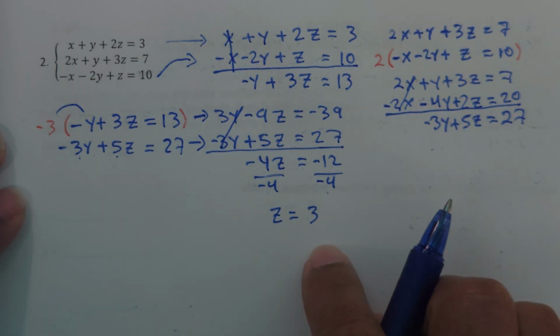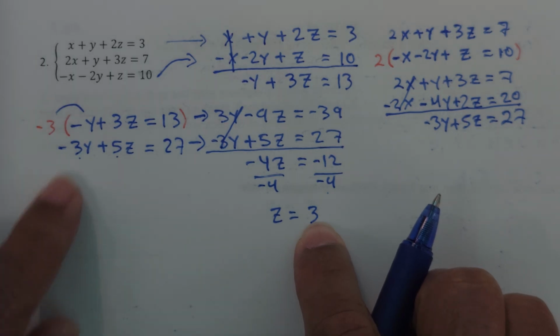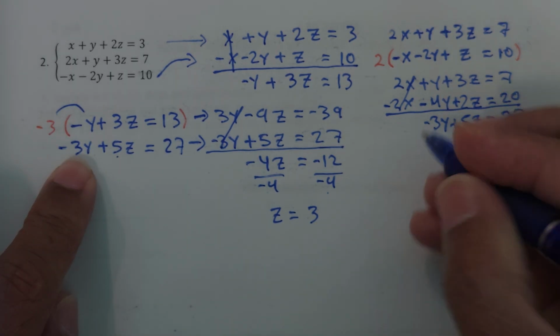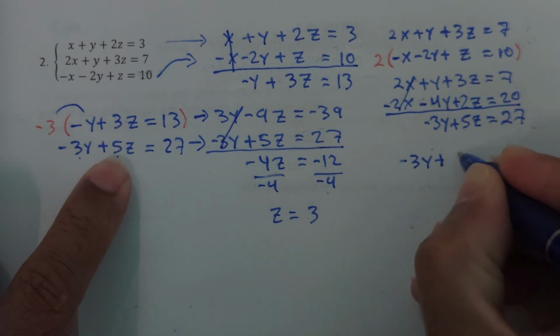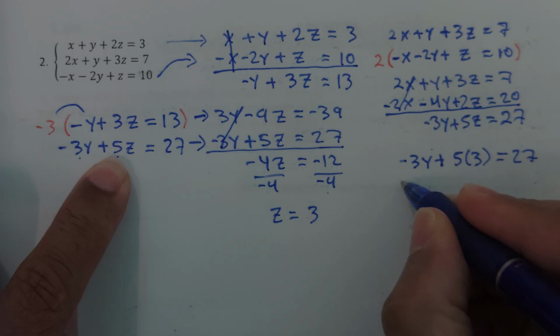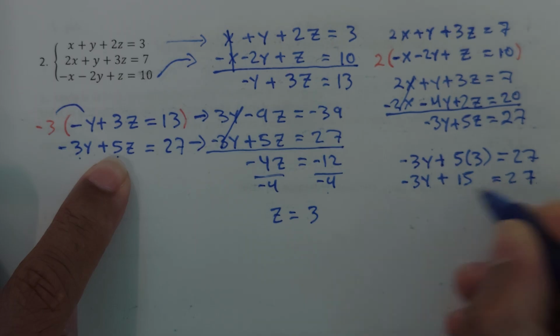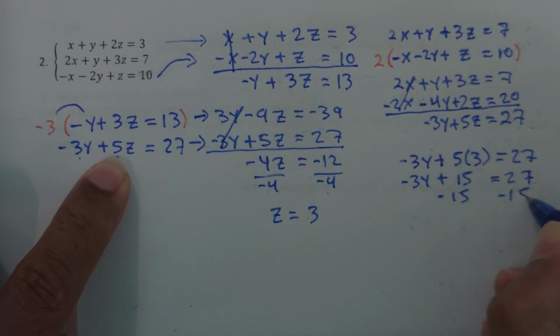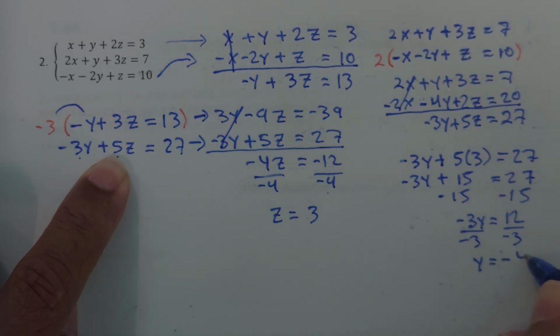Okay, since we know what z is equal to, I'm going to come back to this equation here and substitute for z. So we have negative 3y plus, notice this has a 5 in front of z, so 5 times 3 equals 27. So negative 3y plus 5 times 3 is 15, and then we subtract the 15 from both sides of the equation. So we have negative 3y equals, this is positive 12, then we divide by negative 3, so we find that y is equal to negative 4.